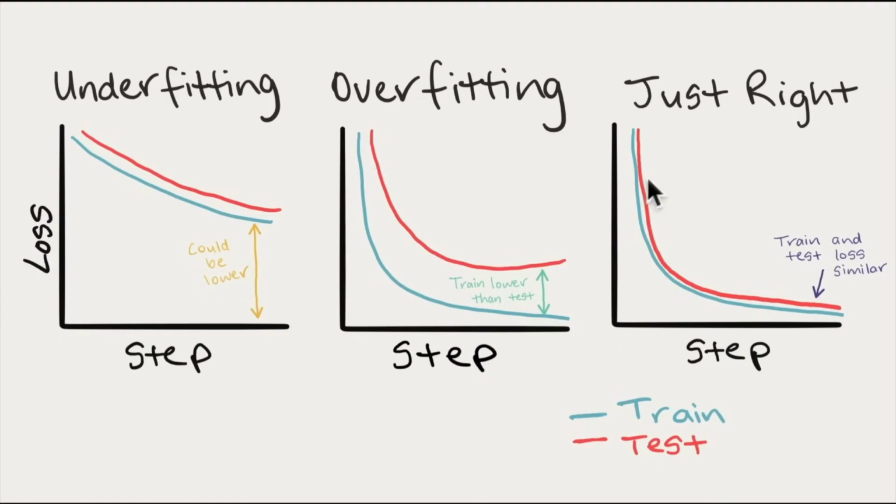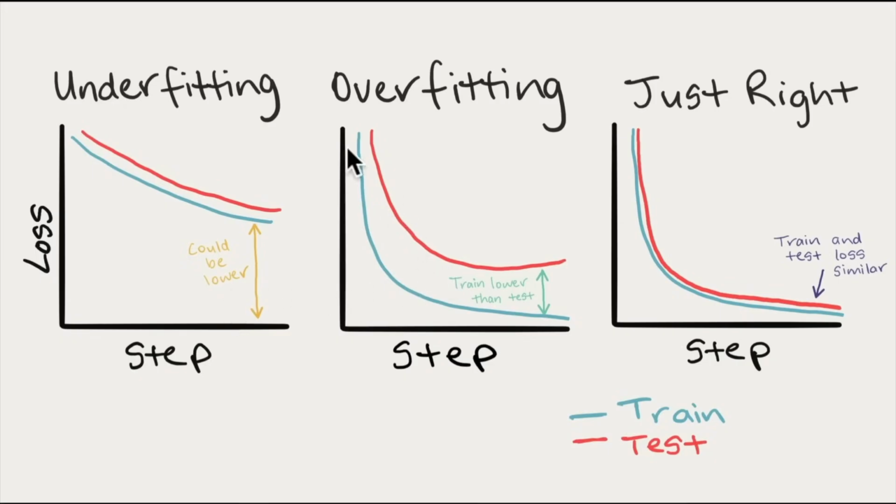So this is where we come to the just right curve, where ideally we want our training loss to reduce as much as our test loss. And quite often you'll find that the loss is slightly lower on the training set than it is on the test set. And that's just because the model is exposed to the training data and it's never seen the test data before. So it might be a little bit lower on the training data set than on the test data set. So underfitting, the model's loss could be lower.